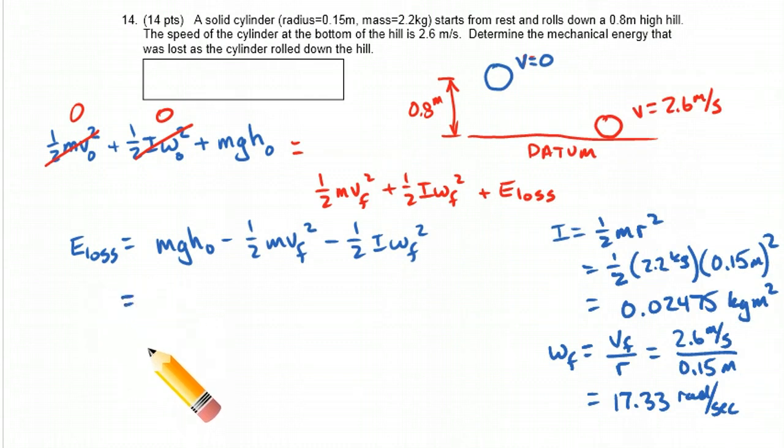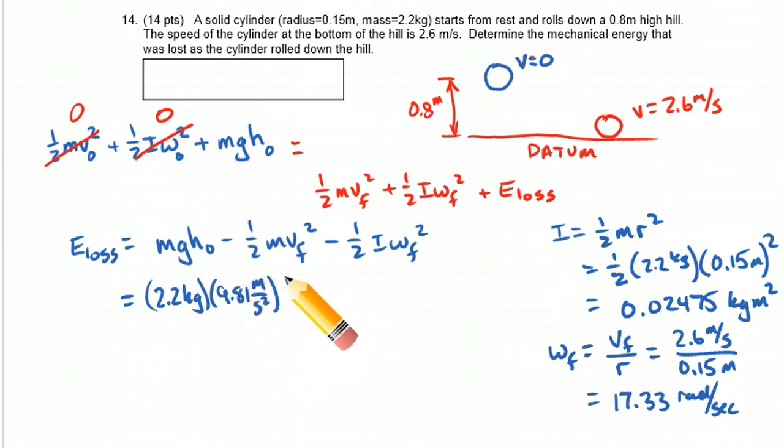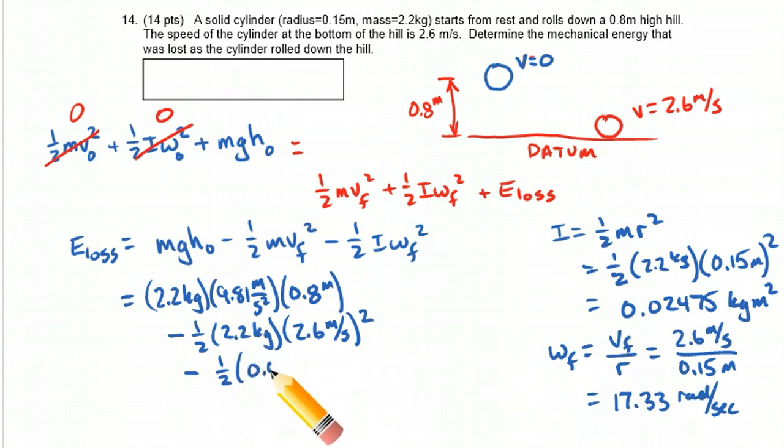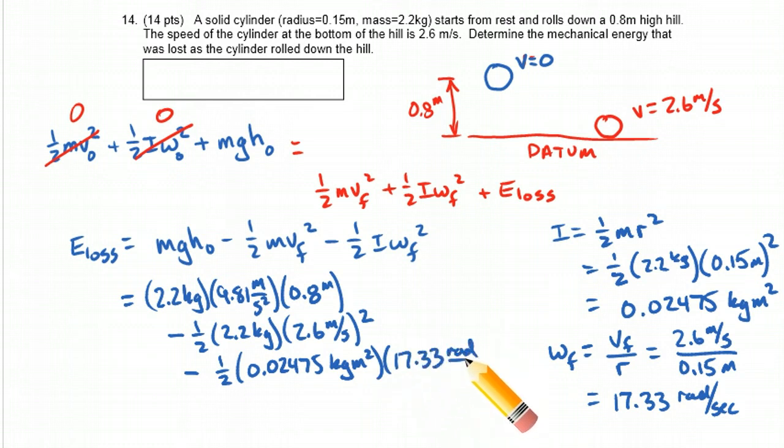So mass of 2.2 kilograms, gravity 9.81, h 0.8, minus 1/2 2.2 times 2.6, minus 1/2 0.02475 times 17.33 squared.